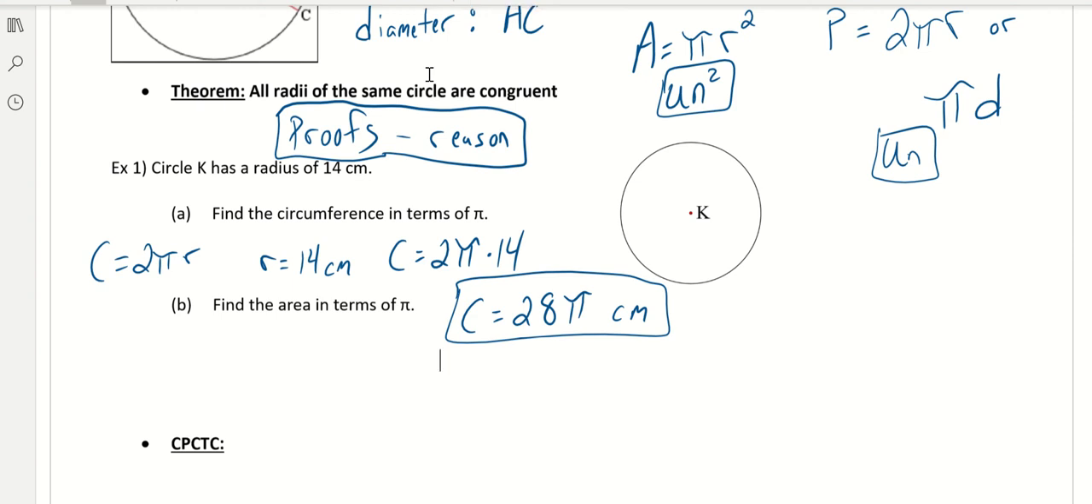When it says in terms of pi, it just means there's going to be pi in the answer. Don't actually multiply by pi and then round it. So by leaving pi in our answer, we don't have to round it, which is nice. So go ahead and work B on your own.